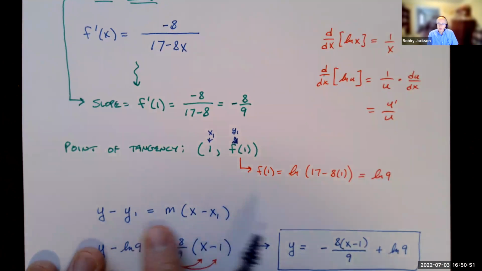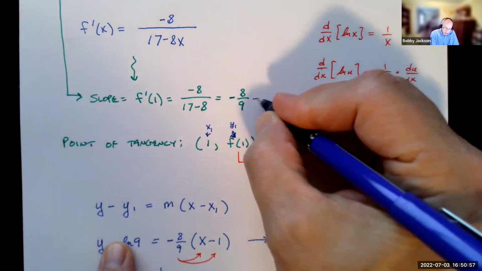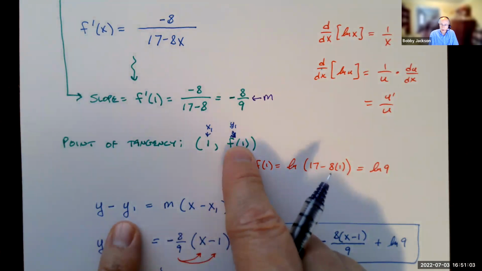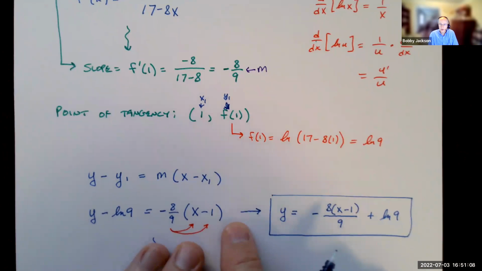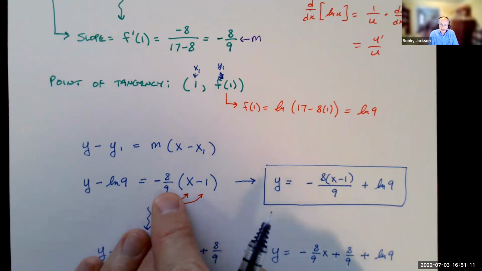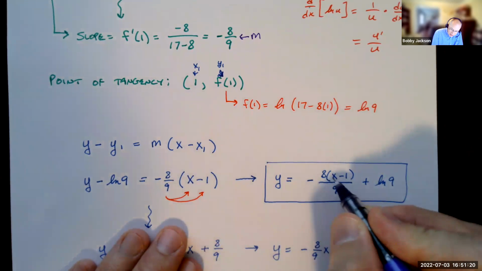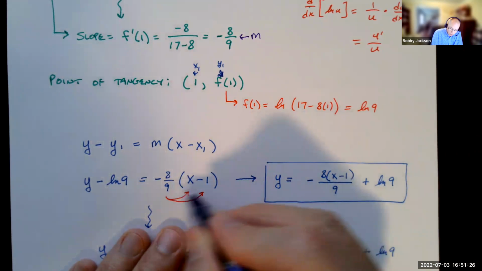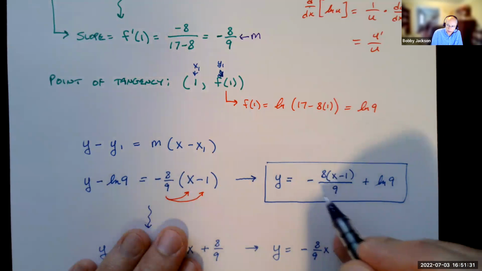So now when I go into my point-slope form of my line, m is my slope, the value of m here, and that's negative 8/9. y1 is the y-coordinate, which we evaluated to be the natural log of 9. x1 is 1. So here's the equation. Now notice negative 8/9 times the quantity x minus 1 is the same thing as negative 8 times the quantity x minus 1 over 9. In other words, I can just multiply x minus 1 over 1, multiply those two fractions together. And then to solve for y, I just add the natural log of 9. So we could write it this way.